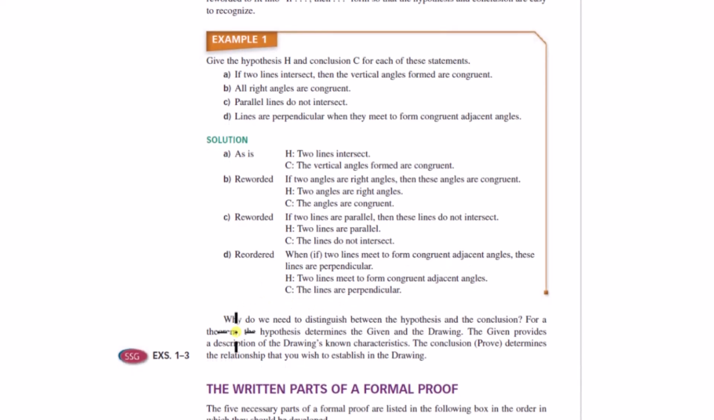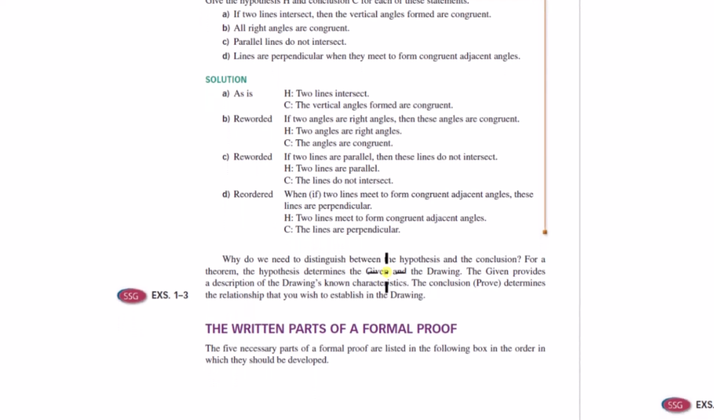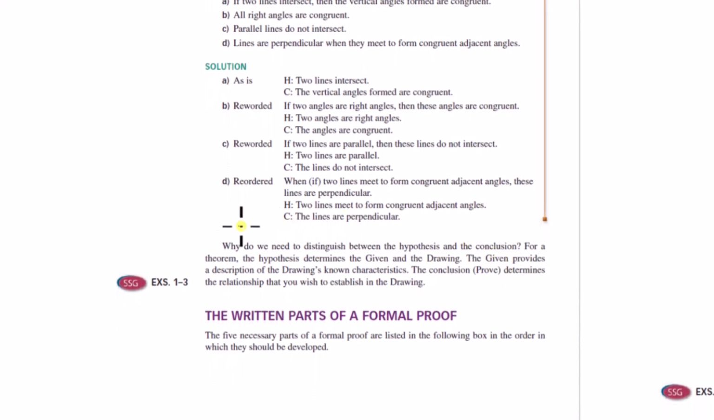All right. Why do we need to distinguish between the hypothesis and the conclusion? For a theorem, the hypothesis determines the given and the drawing. The given provides a description of the drawing's known characteristics. The conclusion determines the relationship that you wish to establish in the drawing. It's just like a labeling for the whole structure of the proof. The written parts of a formal proof.